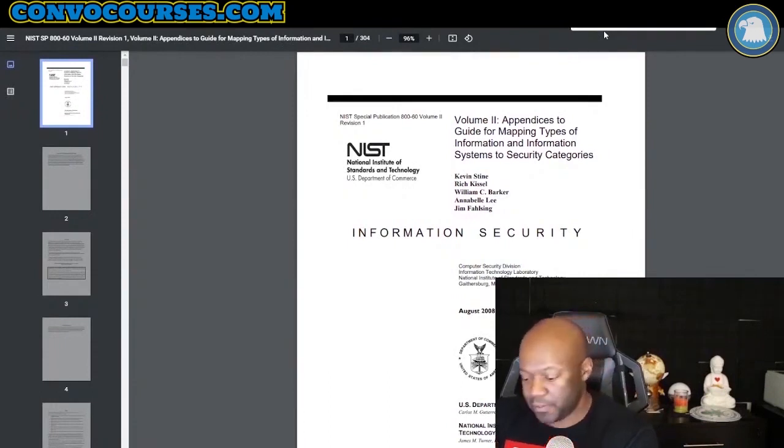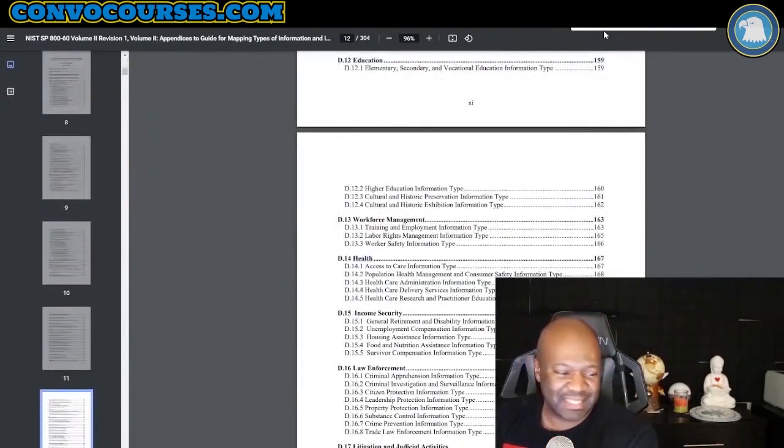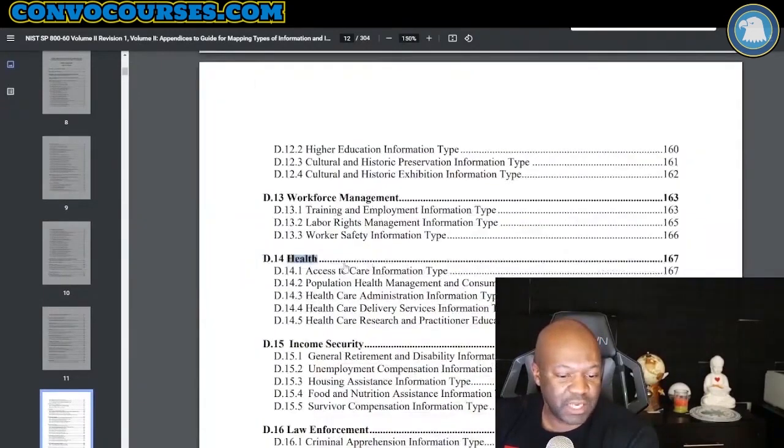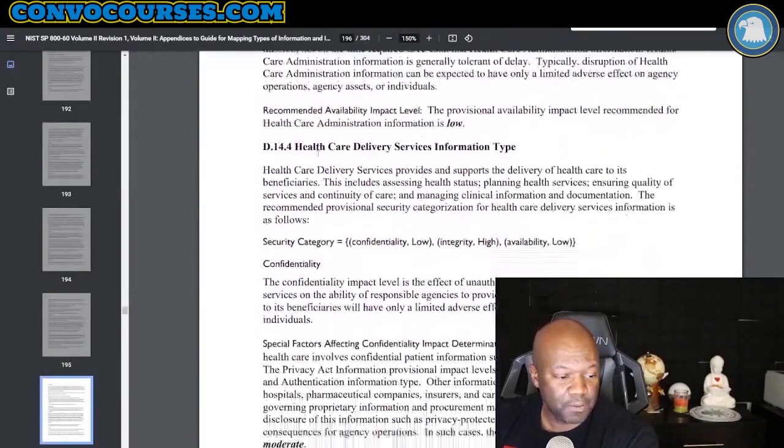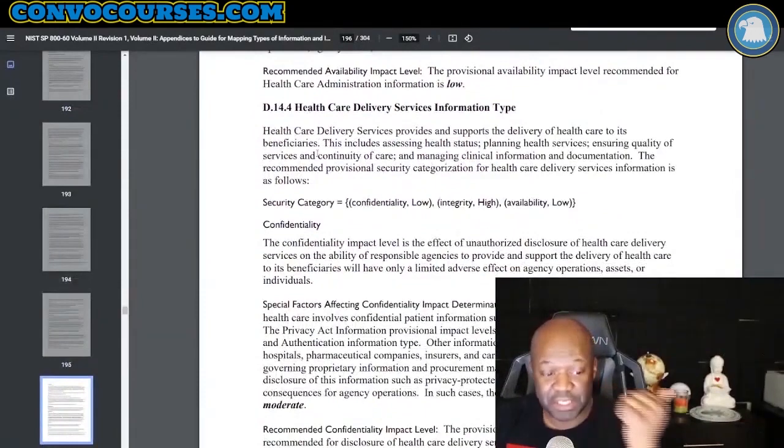So let's look at healthcare information. There's tax information, there's salary information, there's healthcare information. They have a whole section for this. So healthcare, they have access to healthcare information types. They have population health management. They have healthcare administration information types. They have healthcare delivery service. This is probably what he's talking about. So for this, they're saying, here's how you should treat the confidentiality, the integrity, and the availability of the system.